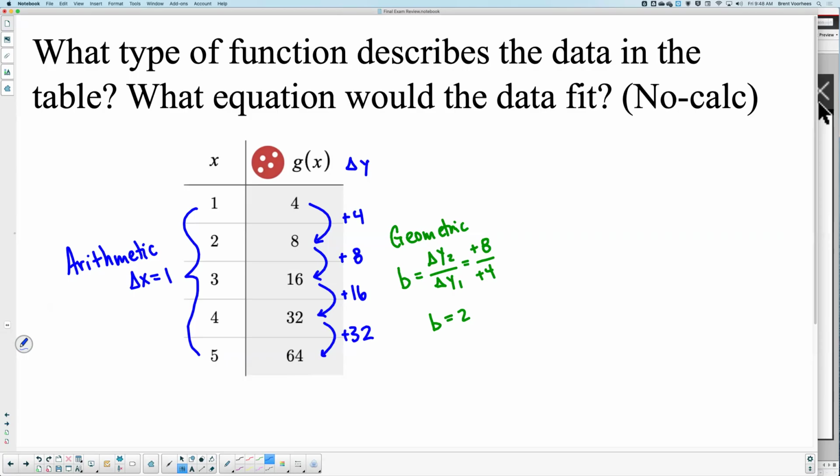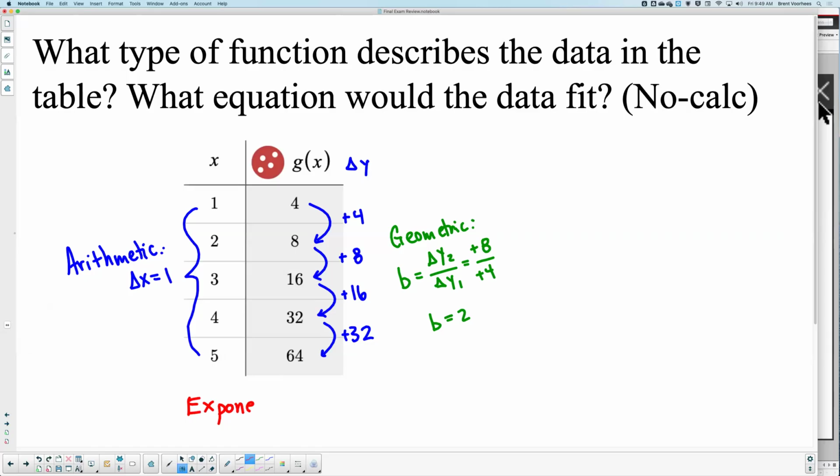Sorry, the base is 2. So do you remember the formula? Sorry, what type of function is this then? Exponential. Exponential is when the y values are geometric. They're always one operation higher than the x column. Okay, so this is exponential.